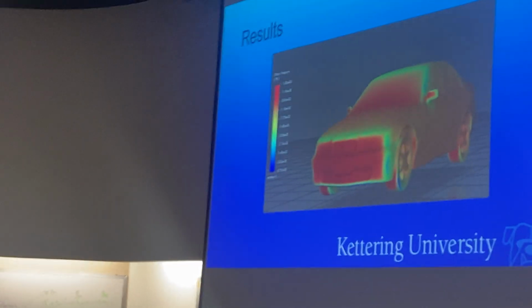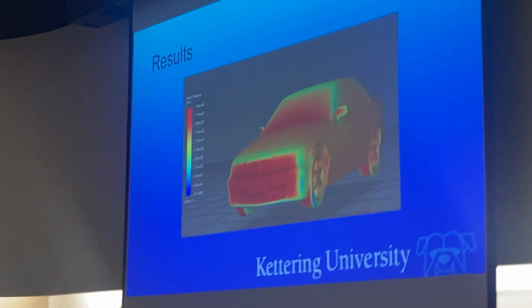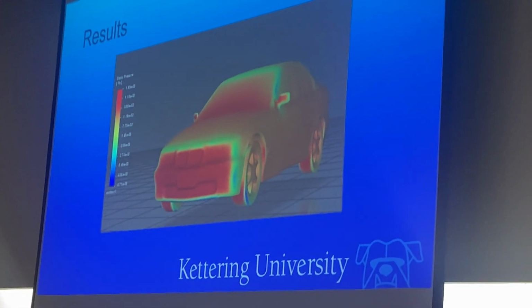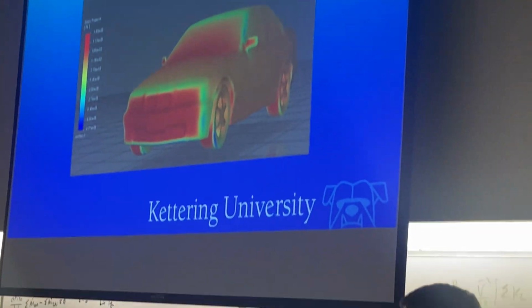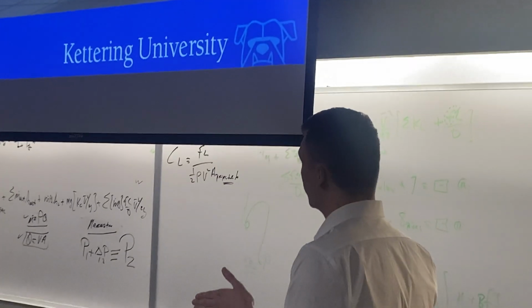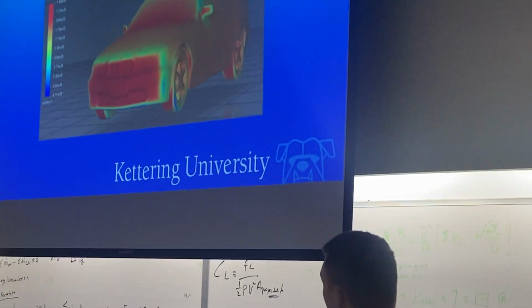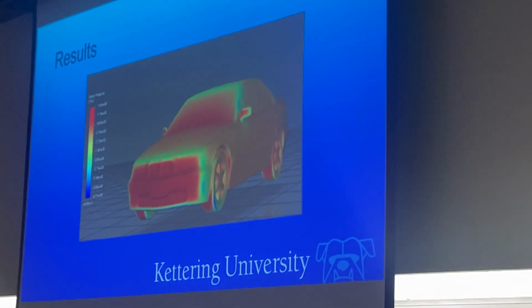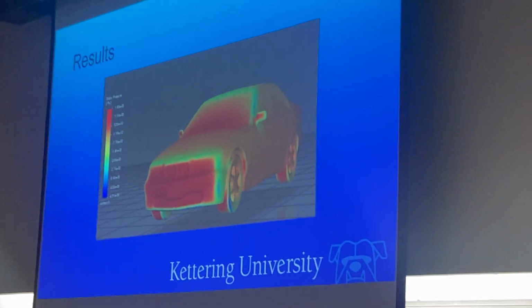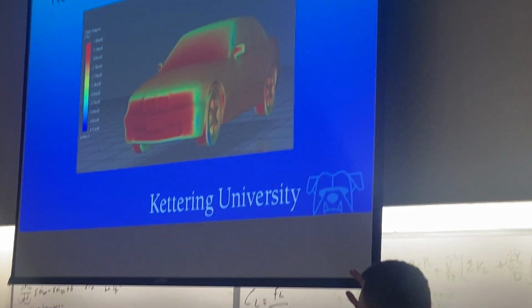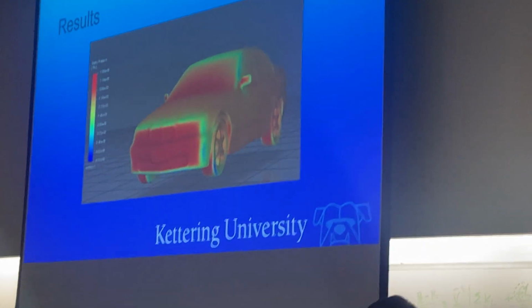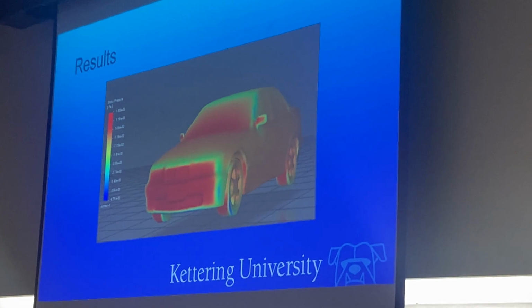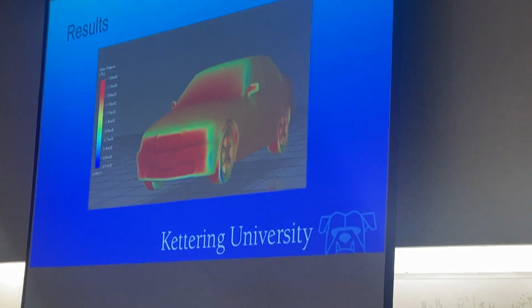So looking more at the results, this is a nice image showing static pressure, more or less showing concepts we learned about stagnation pressure. All of the front-facing areas are super high pressure, and then as the air comes around different areas, like behind the mirror, for example, is low pressure. It's a blue zone. So this is a good representation of that.